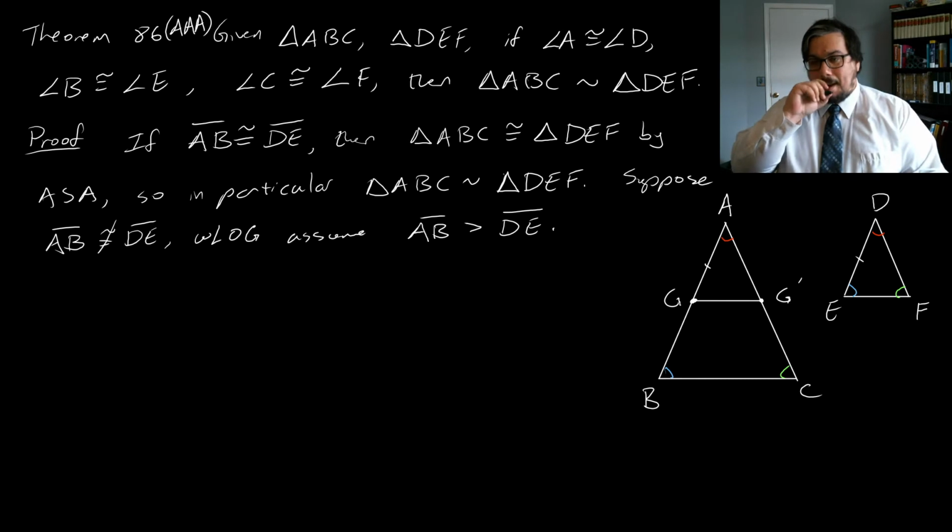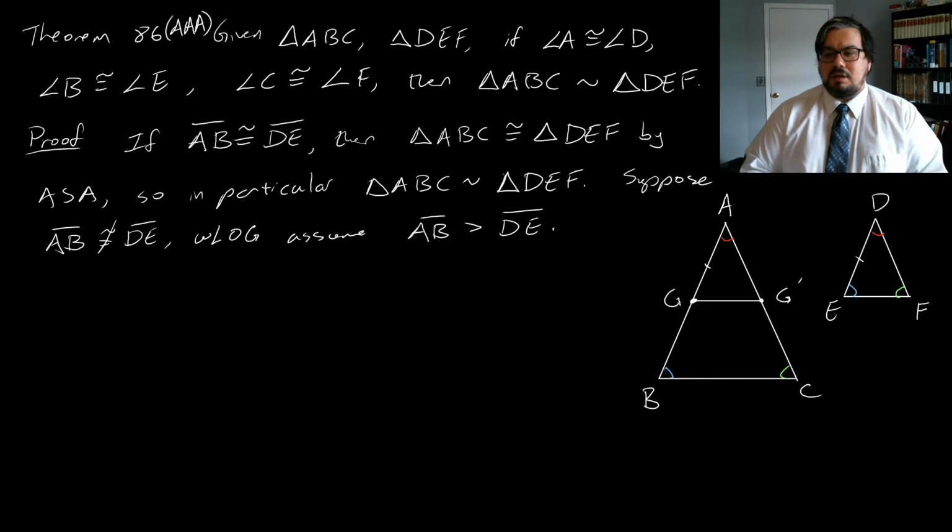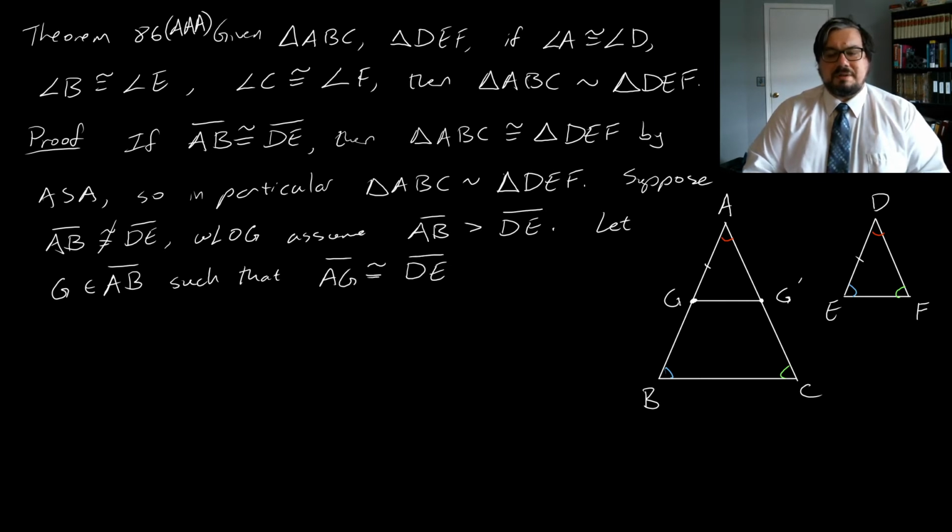Now, we want to take advantage of the fact that we have the parallel postulate and Theorem 76, which tells us about transversals to parallel lines. And so in particular, we're going to be defining this G prime point over here using parallel projection. So let's go ahead and do this. Let's let G be in the segment AB such that the segment AG is congruent to the segment DE.